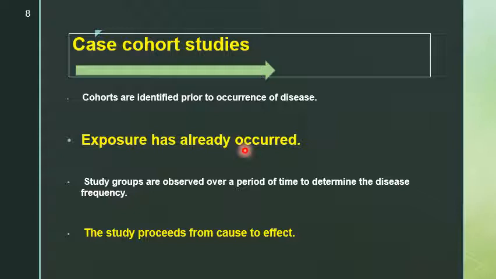So we have to study these groups. We will have control groups also who will be non-smokers, and we will observe them over a period of time to determine the disease frequency, that is, how many cases of smokers will get converted into lung cancer patients. They will get lung cancer. So the study proceeds from cause to effect. Cause is already there, exposure is already there, smoking is already there, but disease has not occurred. So this is a prospective study.